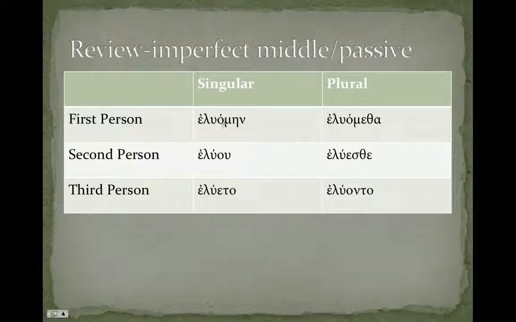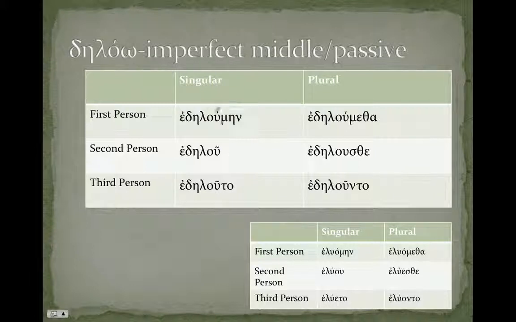Imperfect middle and passive. We've got omicron, remember omicron plus epsilon, omicron, epsilon, omicron. So if you're anticipating, you'd say, it looks like all of these are going to be omicron upsilons. And in fact they are. Edeloumen, edelou, edeloueto, edeloumetha, edelouesthe, edelounto. So start with that uncontracted form and contract. The rules are very consistent.